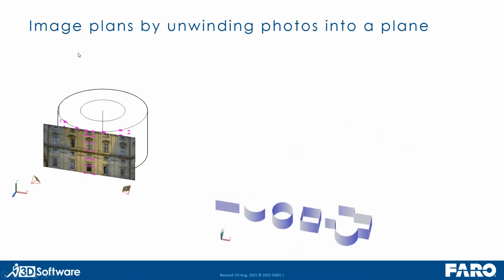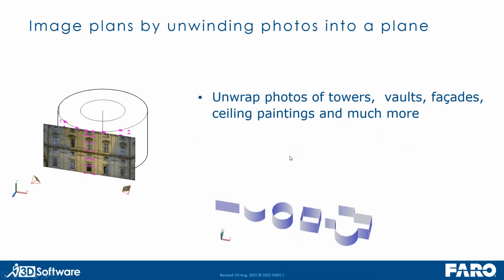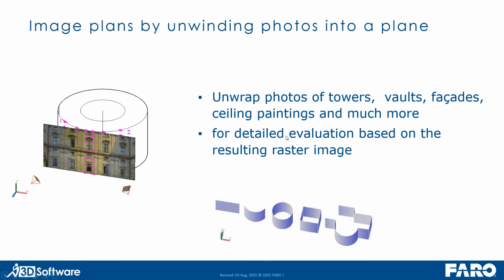You can create image plans by unwrapping the photos into a plane. Here's just some examples of different shapes which we can unwrap. So you can unwrap photos of towers, walls, facades, ceiling paintings, and much more for a detailed evaluation based on the resulting raster image and for picking true lengths inside the resulting raster image.